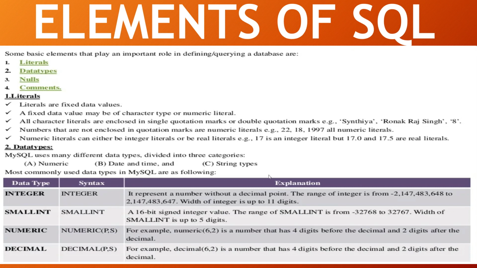You can use small int, numeric, decimal. Decimal values will help you to take values after the decimal point also, where you need to define the way you want the whole number as well as the decimals. Like here it is mentioned 6,2, which means it will take 2 decimal values.